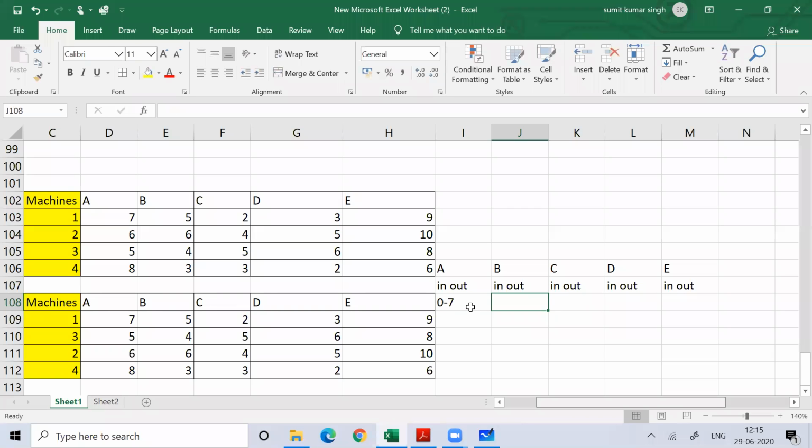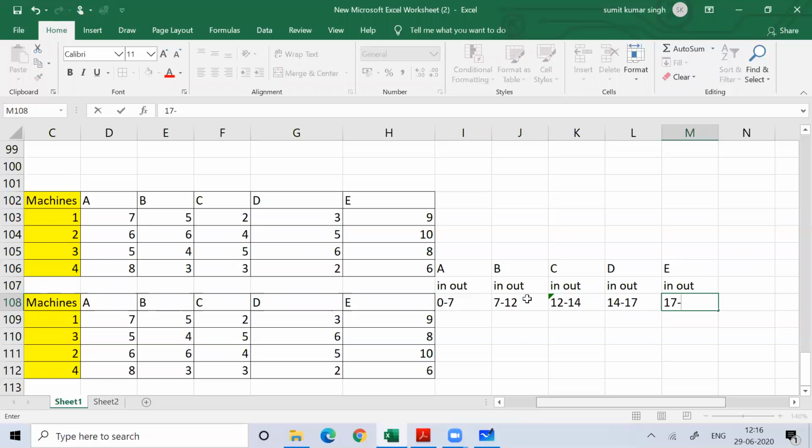Okay, then B will start from 7 and 5. So 7 plus 5, 12. Then C will start from 12 and D will start from 14. 14 plus 3, 17. And E would be 17. Then this is 9, 26.